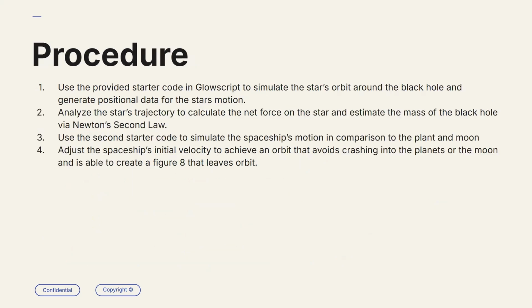The procedure of this lab was to use the provided star code and GlowScript to simulate the star's orbit around the black hole and generate positional data for the star's motion. Next, you have to analyze the star trajectory to calculate the net force on the star and estimate the mass of the black hole via Newton's second law.